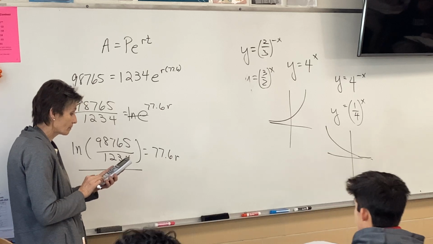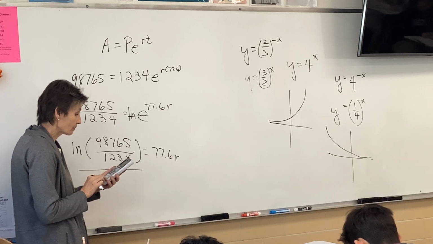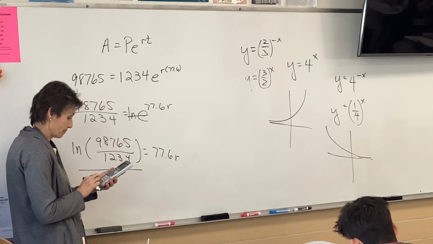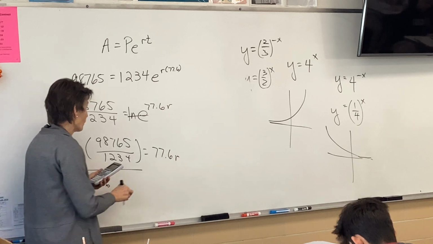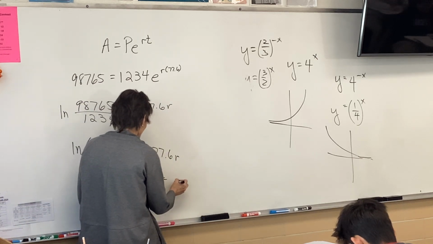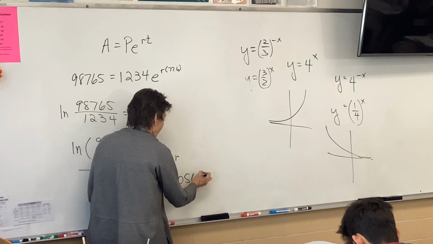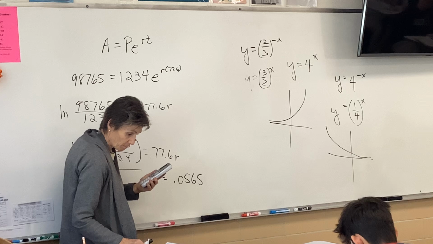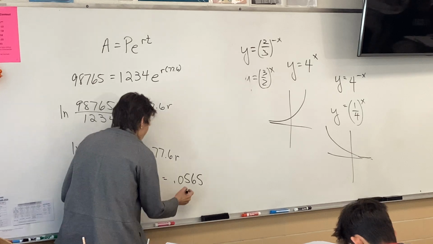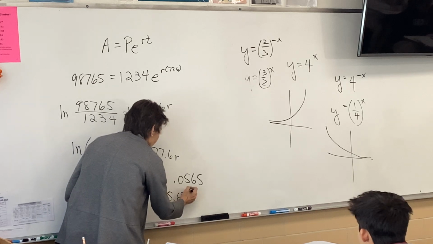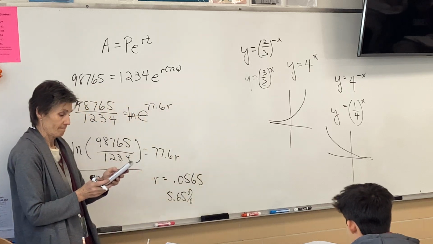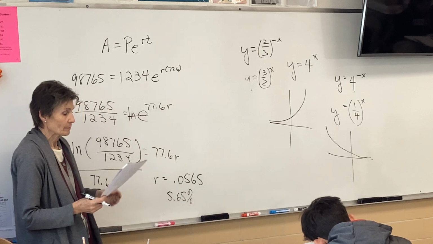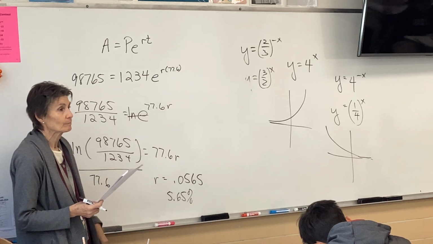0.056, 5.6, yeah, 5.6 or 5.65%. So r actually comes out to be 0.0565, which would be 5.65. It says what percent? Yeah, so that would be 5.65%. Okay, that makes sense to everybody?